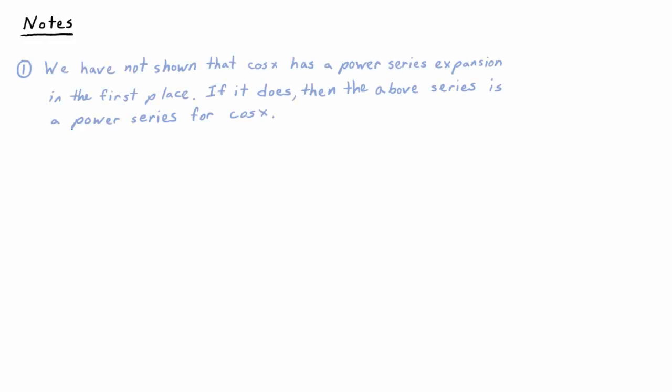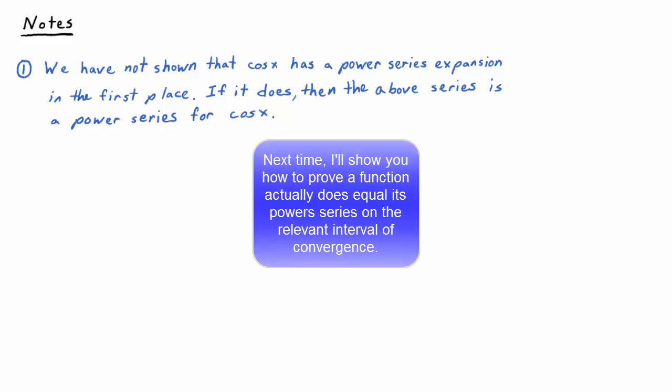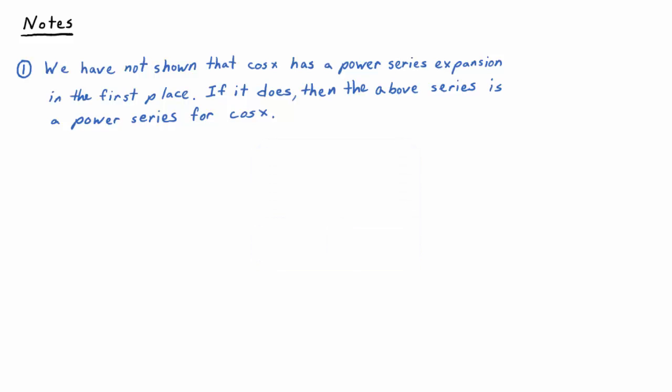Well, actually, we have a couple notes first. Note number one is that we have not shown that cosine of x has a power series expansion in the first place. It's like we're building a house and building the roof first, right? Doesn't always work when you build the roof first, but in this case, it will work. If it does, then the above series is a power series for cosine of x. And let me be a spoiler, it does, and that above series works.